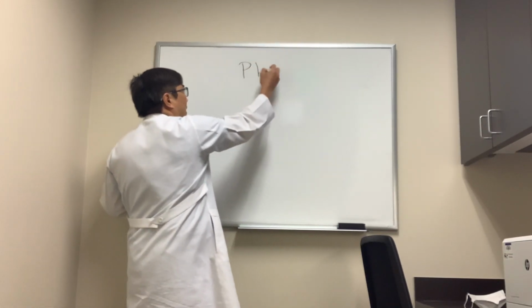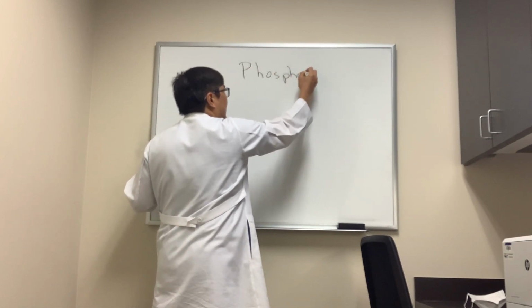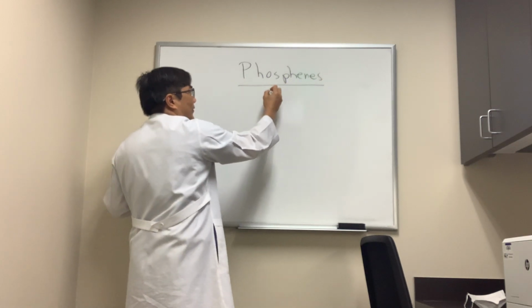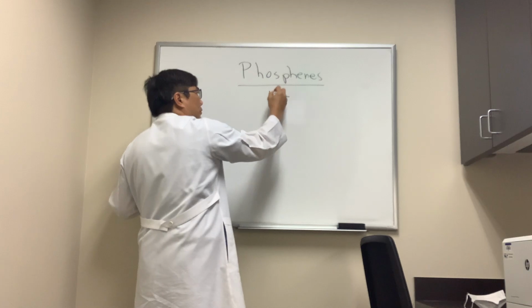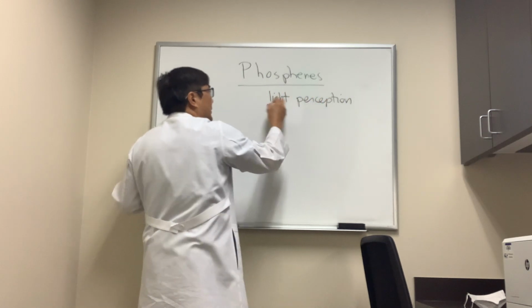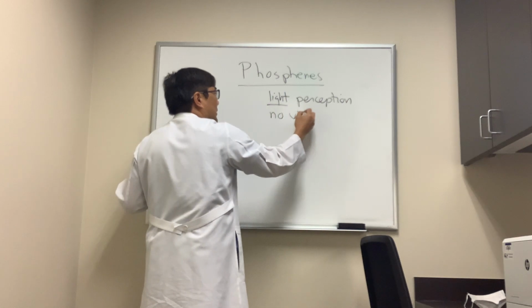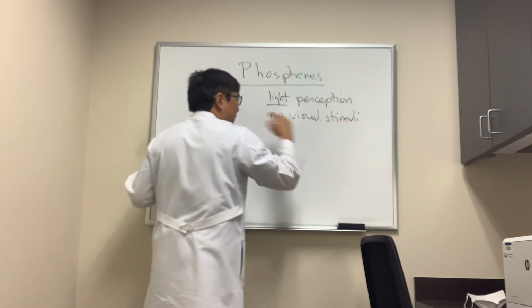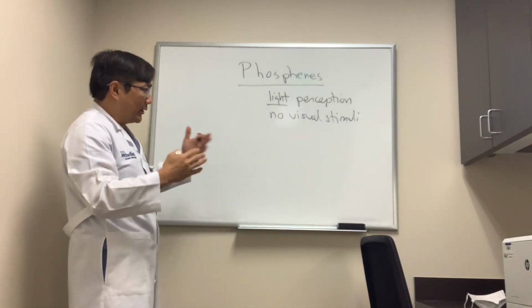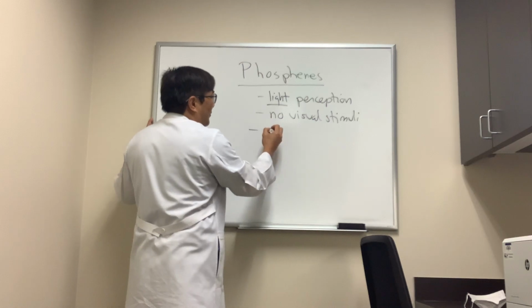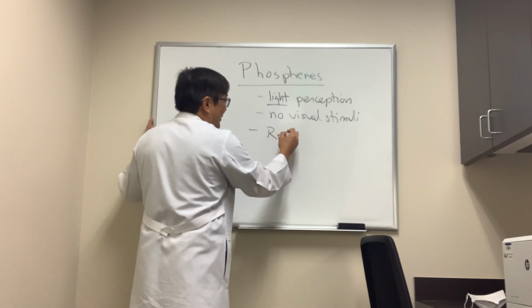So someone wanted to know about phosphenes in neuro-ophthalmology. A phosphene is where you have a light perception. You see a flash of light, but there's no visual stimulus. So it's a form of hallucination because there's no stimulus, as opposed to an illusion where there is a stimulus. And one of the most common in ophthalmology is when you have retinal disease.